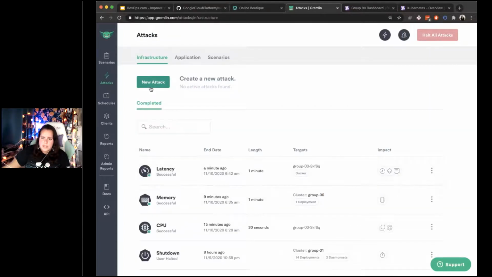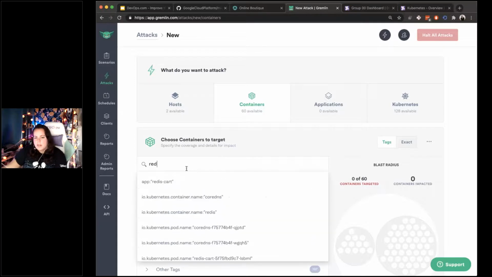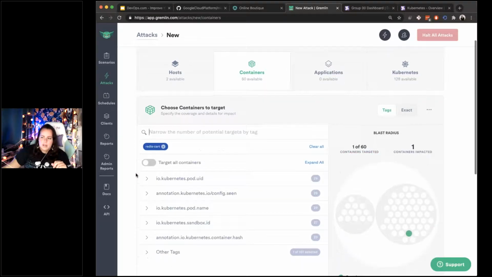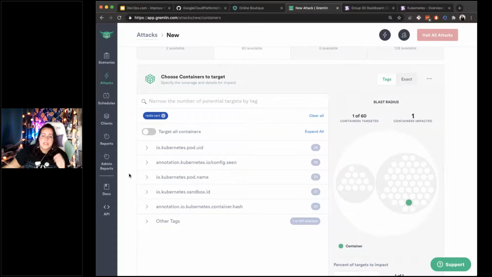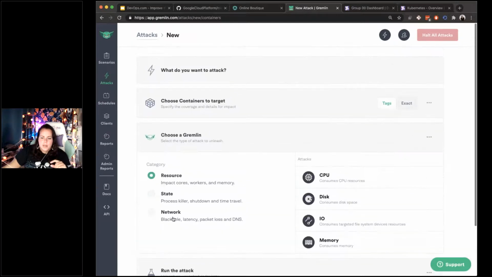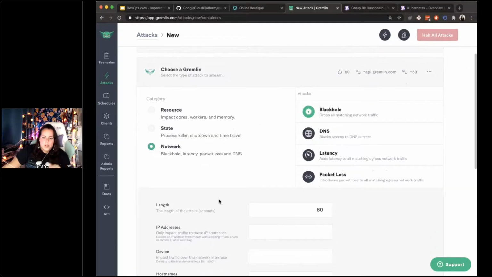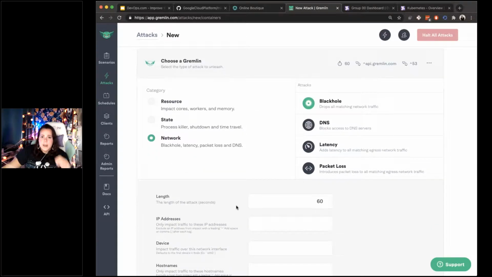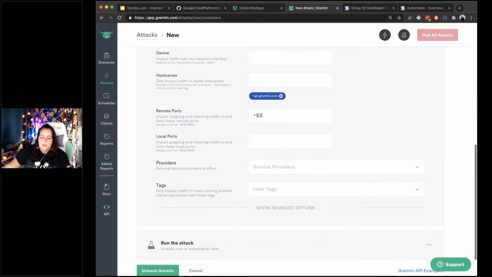My latency experiment ended. Now that we saw that if there was a latency increase within our Redis cart everything worked properly, we could ask ourselves what happens if our entire Redis cart just stopped serving traffic. One of the other network attacks that Gremlin has is the black hole attack. It drops all matching traffic. So for this, it will drop all of the traffic being served into the Redis cart. So if our Redis cart was to have issues and just completely stop working, what would happen?